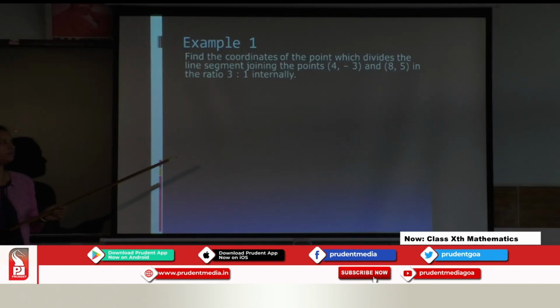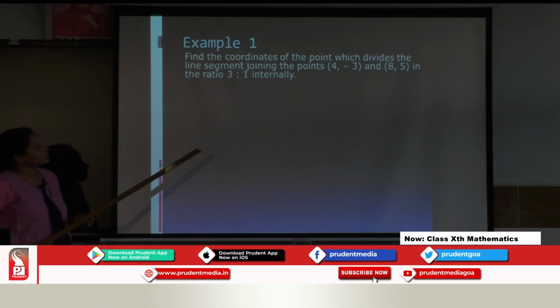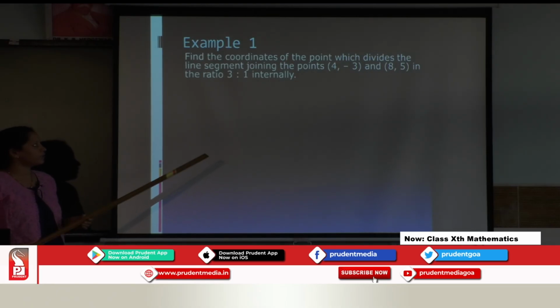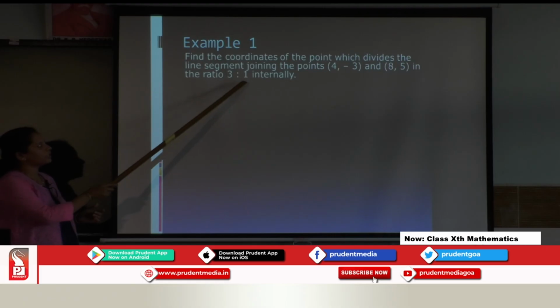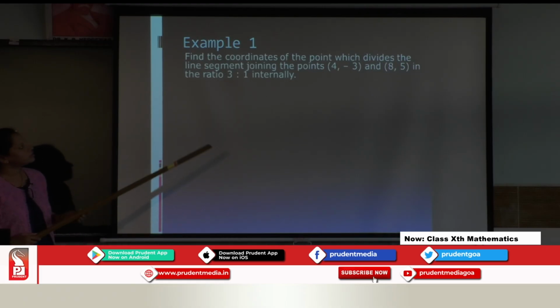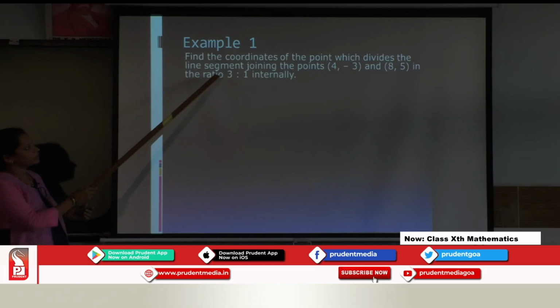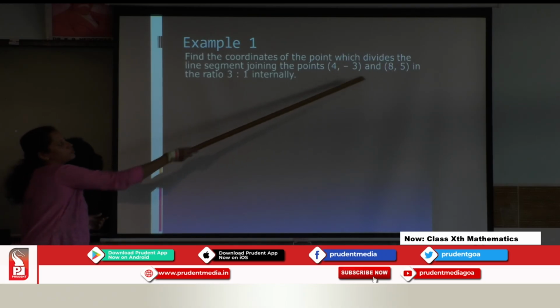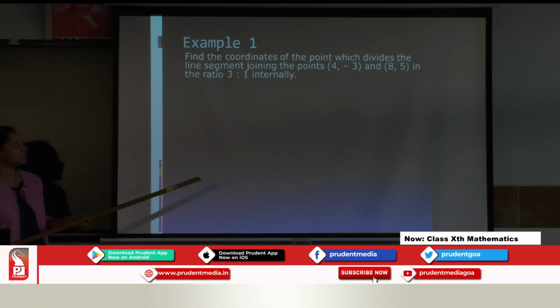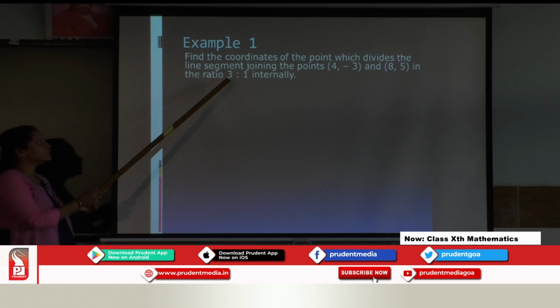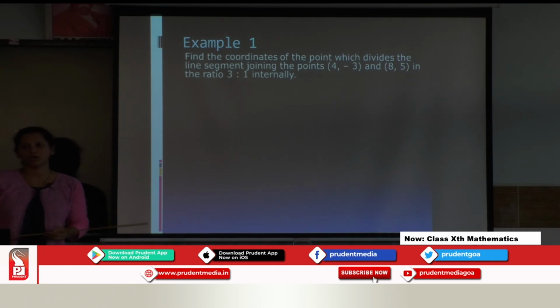Now, let us solve one example using the section formula. Find the coordinates of the point which divides the line segment joining the points 4 comma minus 3 and 8 comma 5 in the ratio 3 is to 1 internally. So here we have to find the coordinates of the point which divides the line segment joining these 2 points 4 comma minus 3 and 8 comma 5, and here the ratio, that is M1 is to M2, is 3 is to 1.